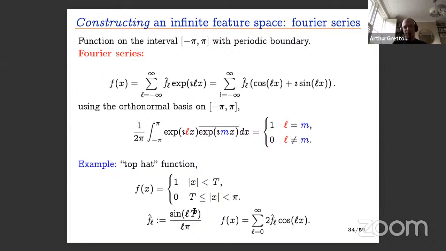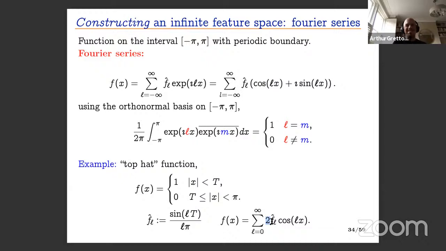And just to give you a key to what's going to happen in the next couple of slides, the coefficients that define this are going to be sine of LT on L pi, and the function I'm going to express as the sum here, the sum over L equals 0 to infinity of 2 times f hat times cosine. Now, you might already wonder what's going on, because I've expressed this f as a sum from 0 to infinity, rather than a sum from minus infinity to infinity, as I did up here. And I've got a factor of 2.